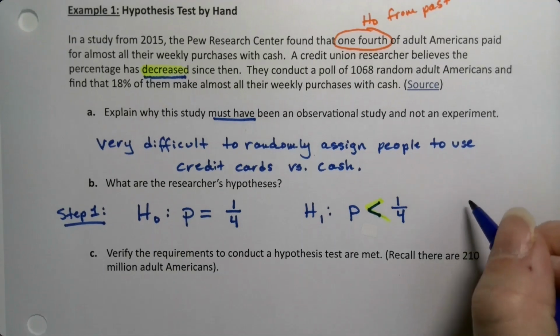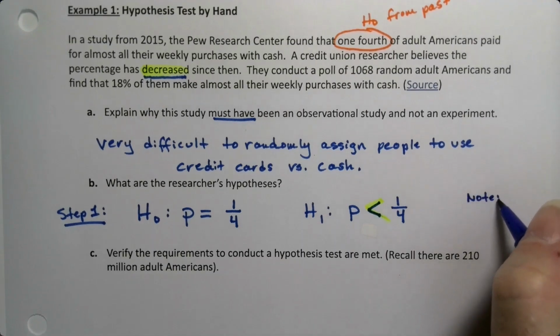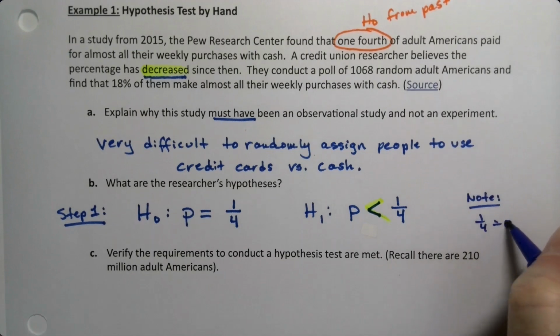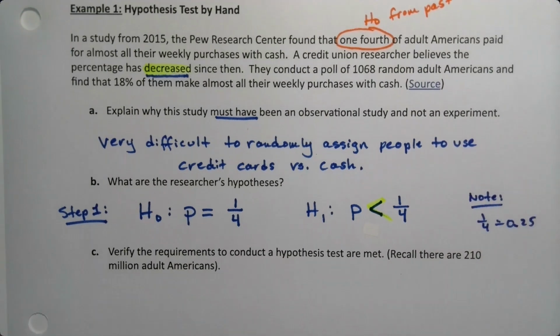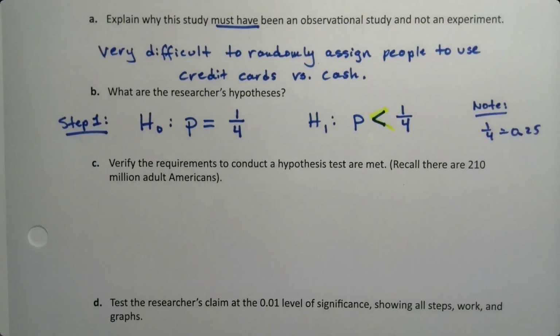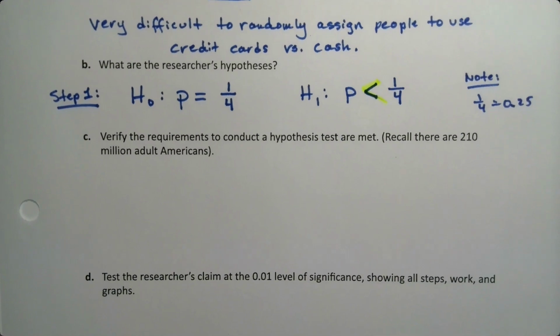But we can make a note over here if we wanted, that 1/4 is equal to 0.25. But again, I want to use the fraction on purpose because there are times where we have hypotheses that don't work out nicely as decimals, right? There are a lot of fractions that don't play nice.